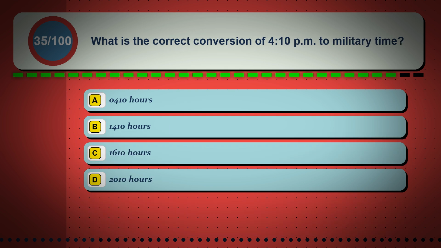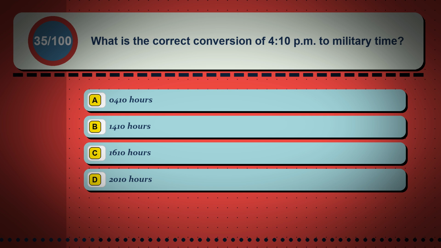Question 35. What is the correct conversion of 4:10 p.m. to military time? Option A is 0410 hours. Option B, 1410 hours. Option C, 1610 hours. Option D, 2010 hours.